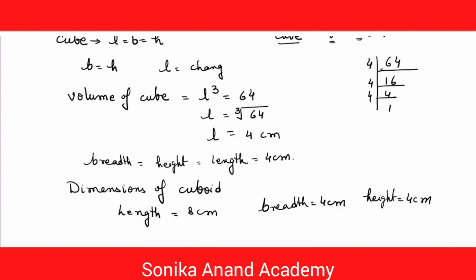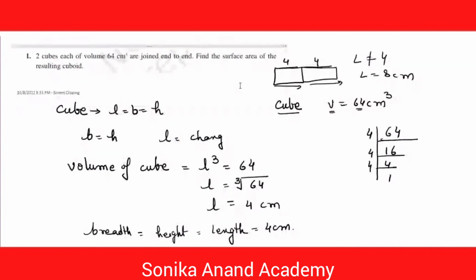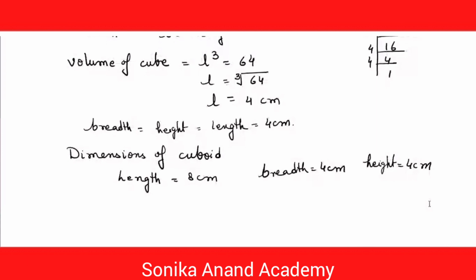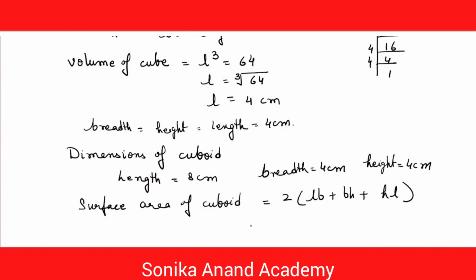So now in the question, we have to find the surface area of the cuboid. Surface area of the cuboid, we have the formula 2(LB + BH + HL). Now we substitute all the values. 8 into 4, 4 into 4, 4 into 8. In place of L we write 8.